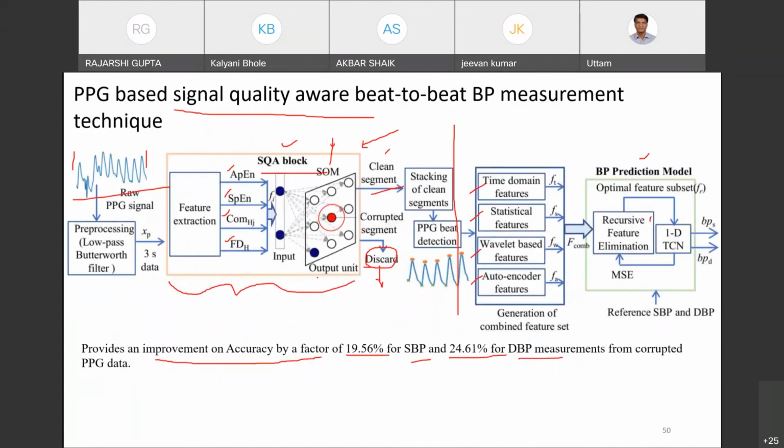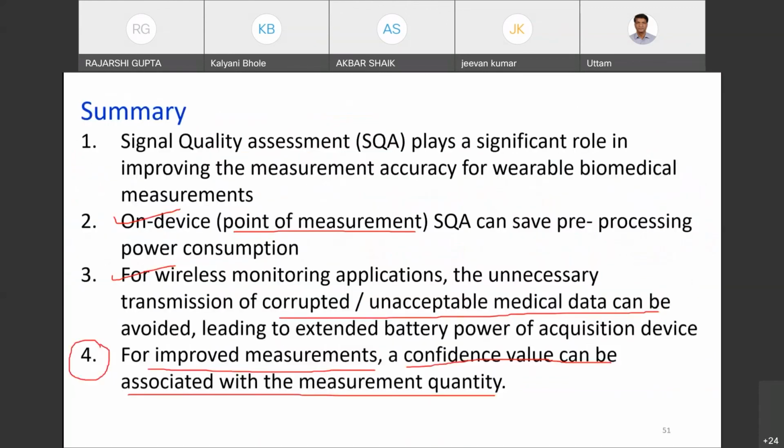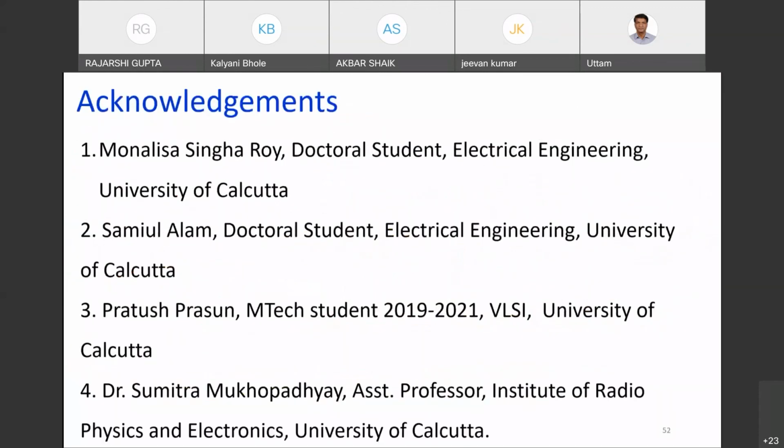If you are interested, you can do it. This will be the first of its kind. In the case of blood pressure measurement, there is no paper to date which provides a blood pressure value with some confidence. Okay, so this is the summary of today's discussion. I would like to acknowledge these persons, who are my research scholars who worked with me in our laboratory in these areas, in signal quality assessments.